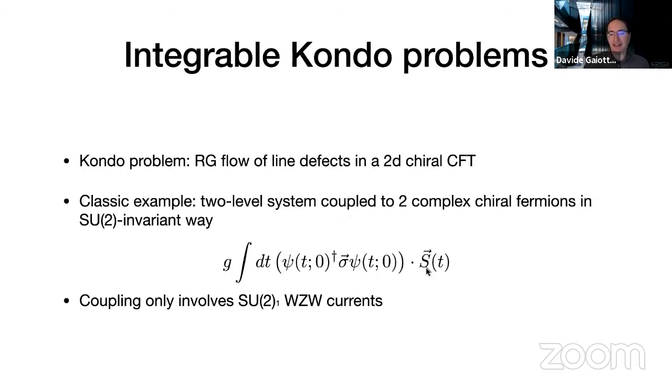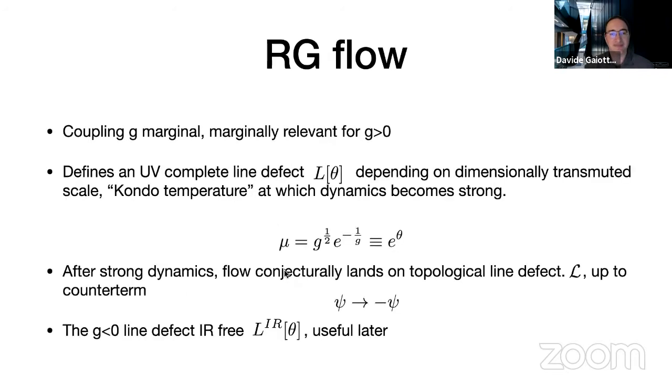So you take Pauli matrices acting on your qubit, and you contract it with Kac-Moody currents built out of the fermions. There is a coupling. This coupling is naively classically marginal, but has an interesting RG flow. If the coupling is positive, it is marginally relevant, and so you have a nice UV complete line defect depending on some dimensionally transmuted scale mu, which you could write as e to the theta, or perhaps as 1 over h bar if you're making comparisons with previous slides.